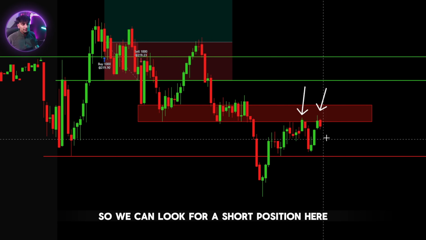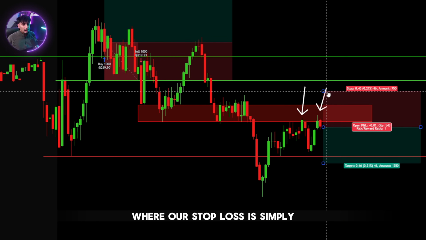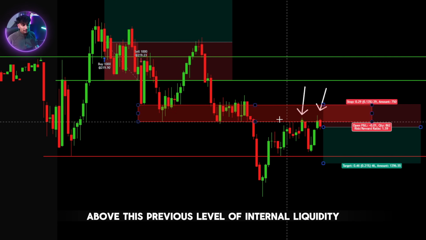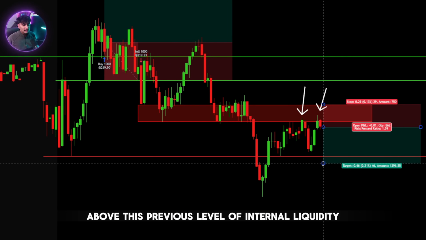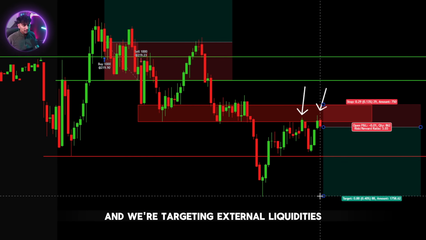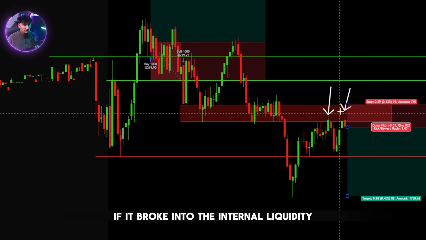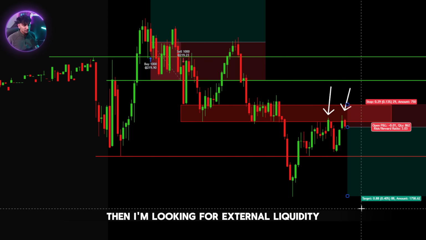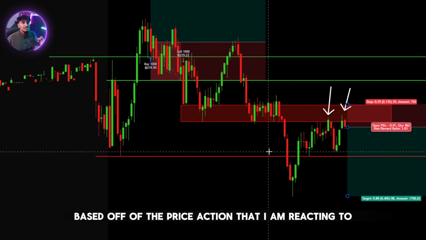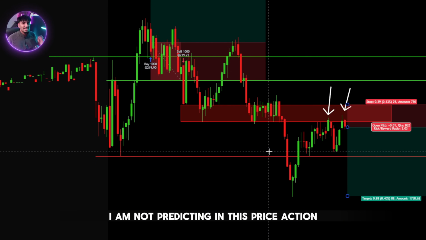So we can look for a short position here where our stop loss is simply above this previous level of internal liquidity, and we're targeting external liquidity. So notice how my thesis has now changed to, if it broke into the internal liquidity, then I'm looking for external liquidity based off of the price action that I am reacting to. I am not predicting this price action.